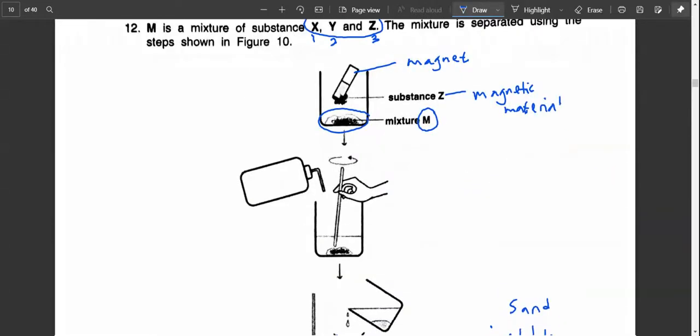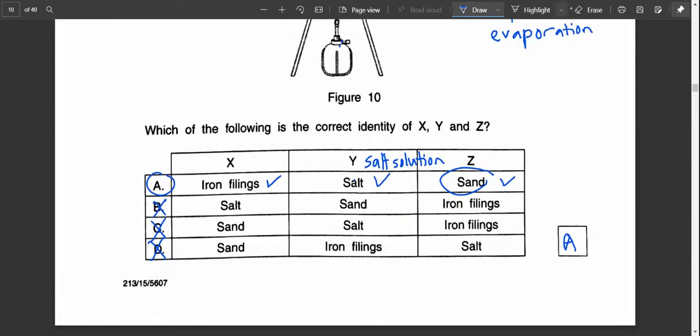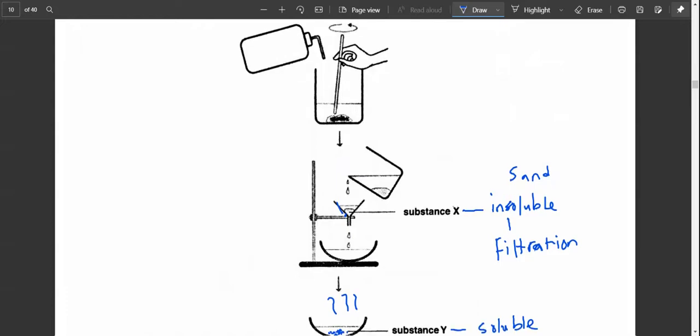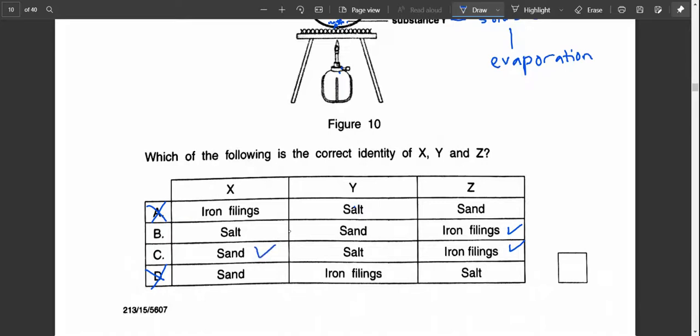so I'm wrong, I'm being careless again. So substance Z is the magnetic material, so substance Z should be iron filings. Okay, so C, I'm being careless again. So Z is the one that should be iron filings. So let's remove A and D. And then after Z, X is the one that is insoluble. So X should be sand. And this one is salt. Again, salt solution. Therefore, the answer is C.